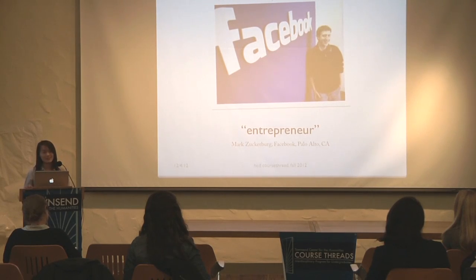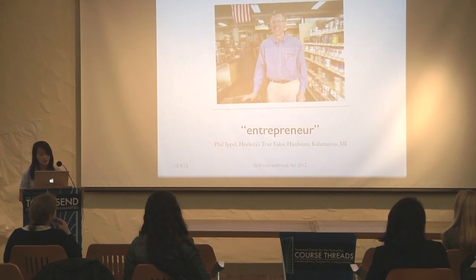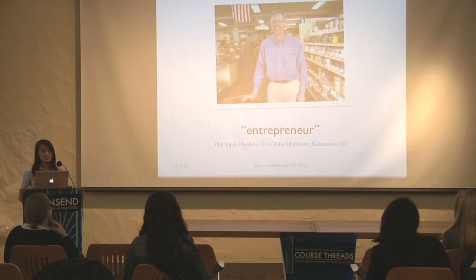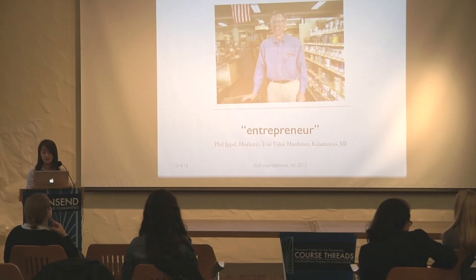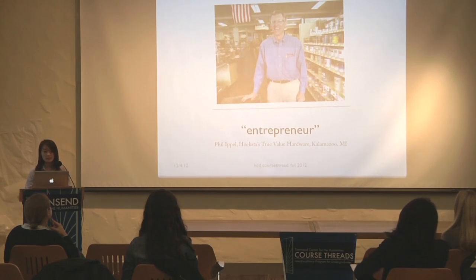Not even thinking about a global context, just domestically, the typical entrepreneur in America actually looks a lot more like this. His name is Phil Ipple, owns a hardware store in Kalamazoo, Michigan. And this is actually the more typical face of entrepreneurship in America, as I learned through this class. If we want to talk globally, the typical entrepreneur in Peru probably owns a little crafts cart that he wheels around and sells crafts from. So entrepreneurship actually looks different depending on where you're from. And so I learned to question my assumptions, even about these ideas that I thought were obvious.